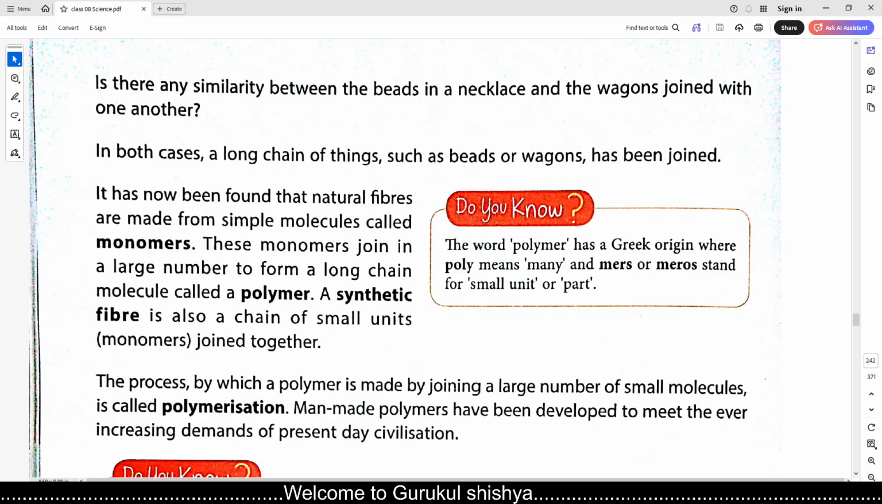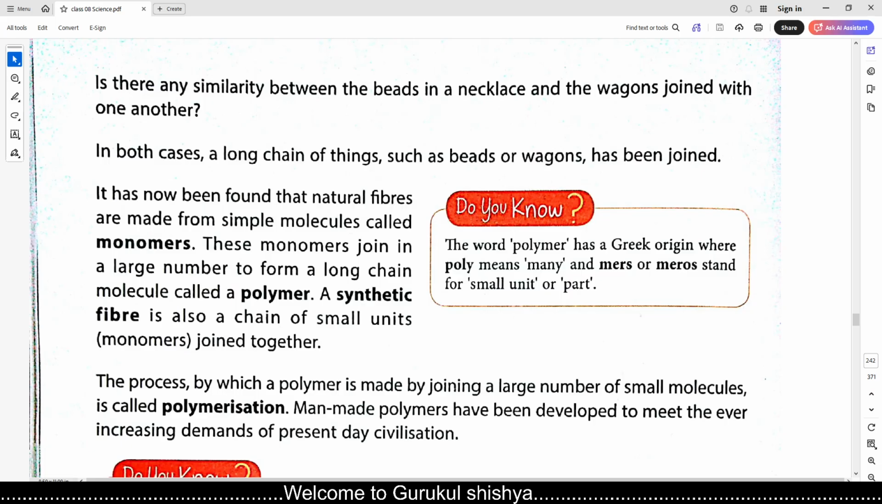It has now been found that natural fibers are made from simple molecules called monomers. These monomers join in a large number to form a long chain molecule called a polymer. A synthetic fiber is also a chain of small units, monomers joined together. Do you know? The word polymer has a Greek origin where poly means many and meros stands for small unit or part. The process by which a polymer is made by joining a large number of small molecules is called polymerization.